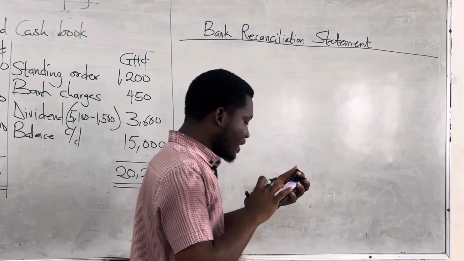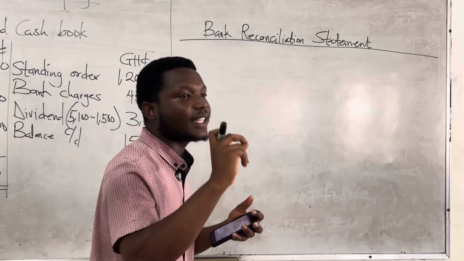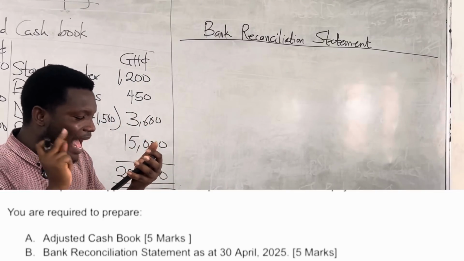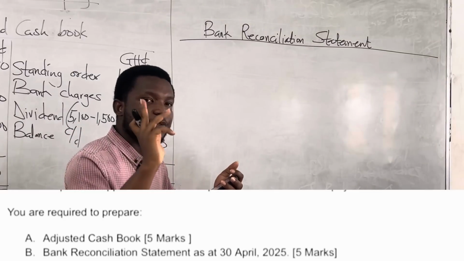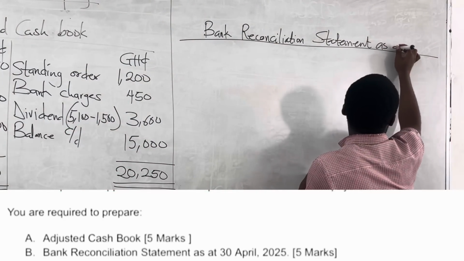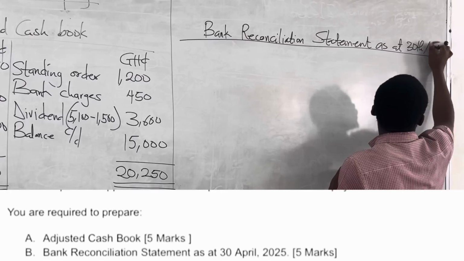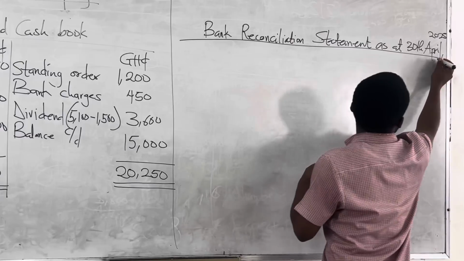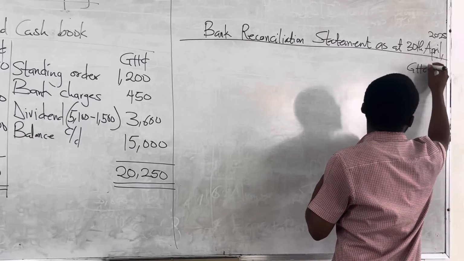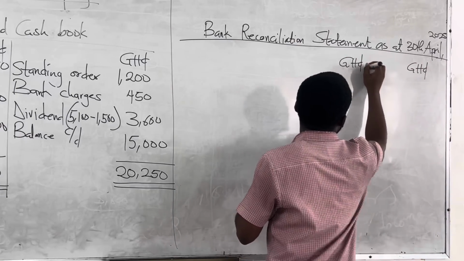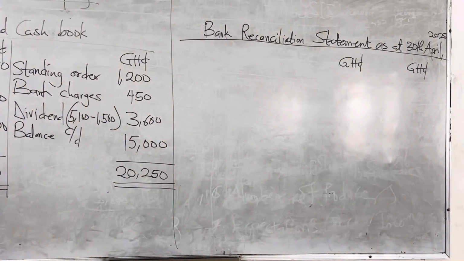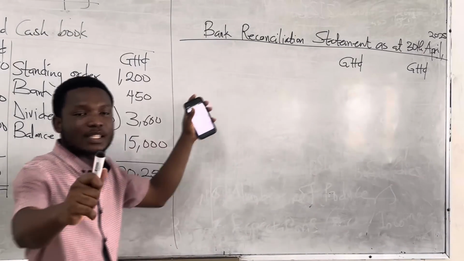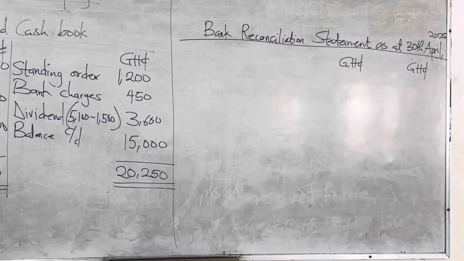Now, in the question that was given to you, they gave you a specific date. You are required to prepare the bank reconciliation statement as at 30th April 2025. So please write it in full, 2025. Now this is your format. You have your Ghana cedis here, and you have one Ghana cedis also here. The first thing we are coming to deal with is to bring the balance as per the adjusted cash book.